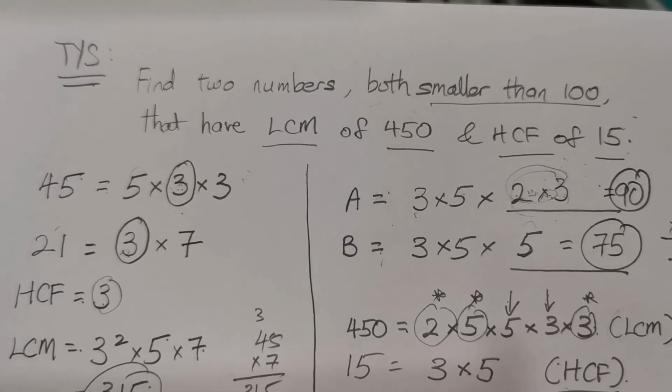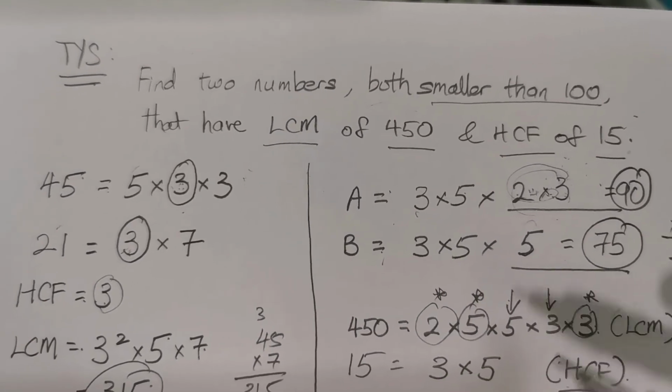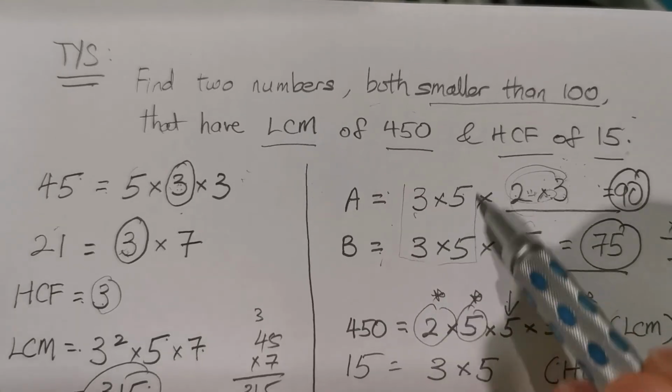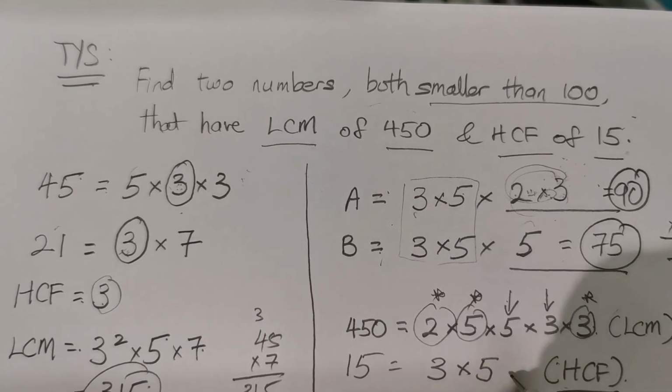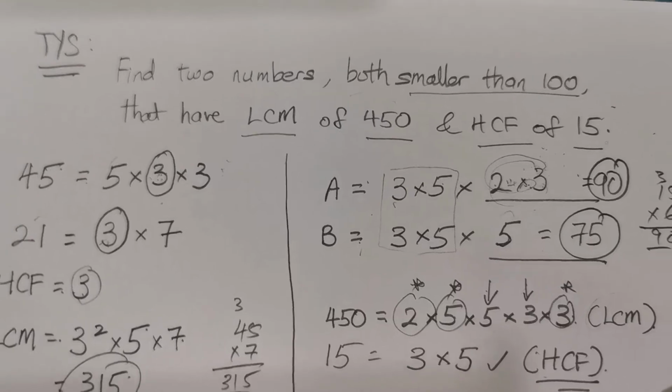Do they work? Now let's see. Let's try to circle the HCF. So the HCF is 3 and 5. There's nothing here we can circle. So the HCF is verified, is checked.